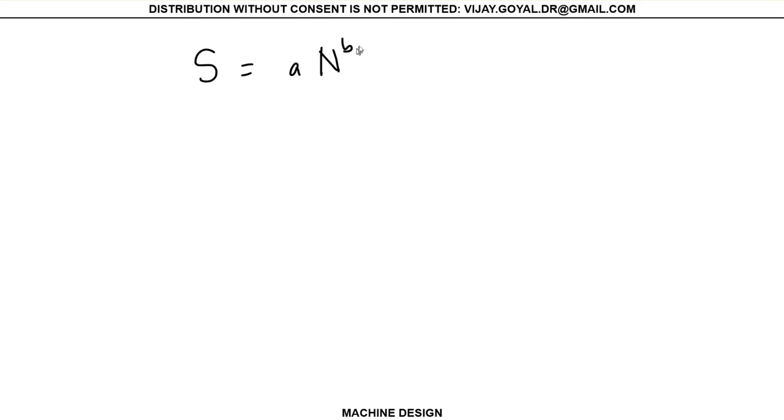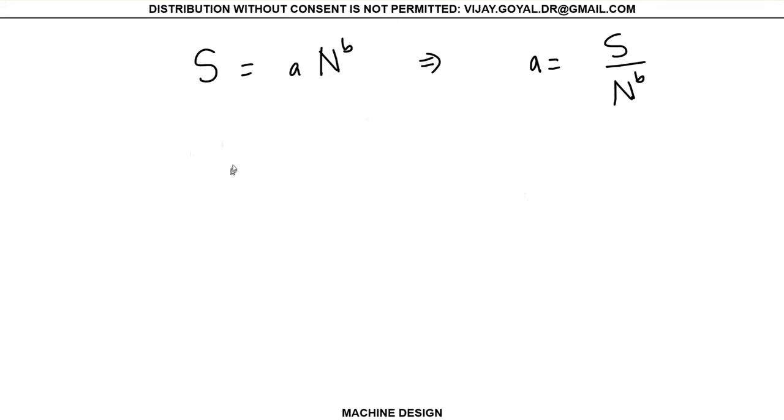So if I wanted to solve for A, I could say that A is going to equal S divided by N to the power B. If I had B, I could do this.